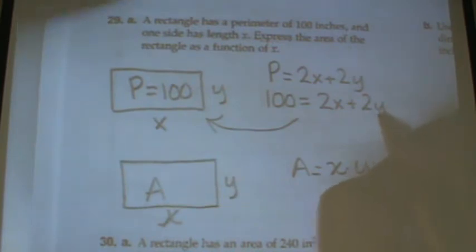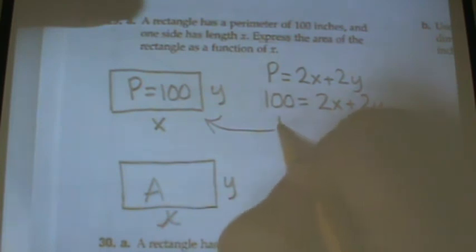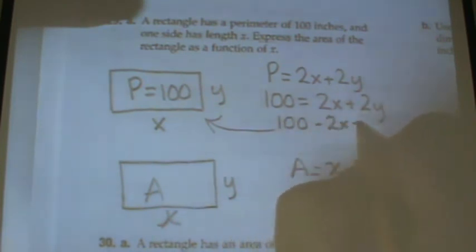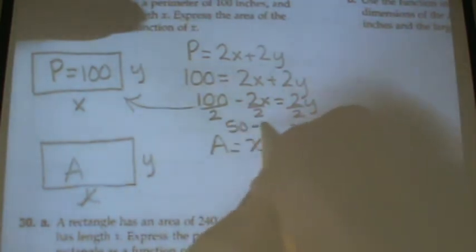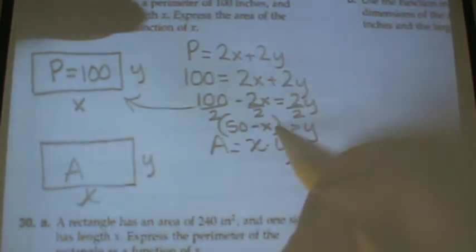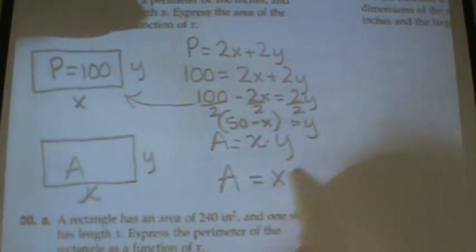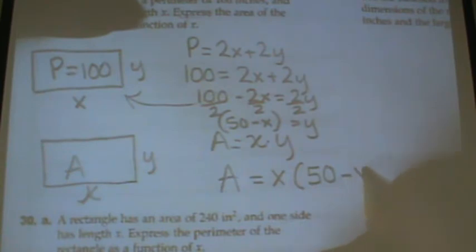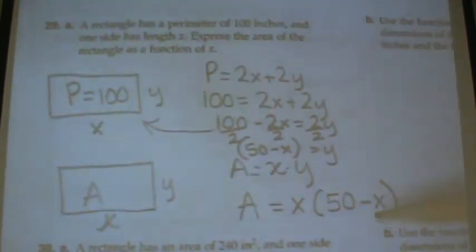How would you solve this for y? Subtract 2x, and then divide by 2. Thank you, Nick. So what's y equal to? 50 minus x. We're going to plug this into this equation. So the area is equal to x times 50 minus x. So what we did was we expressed the area of this as a function of x.